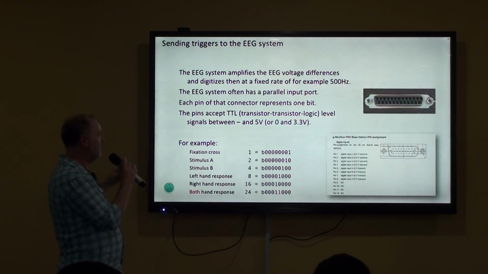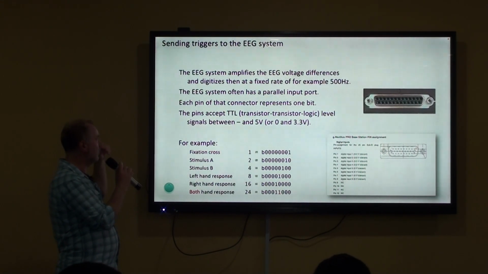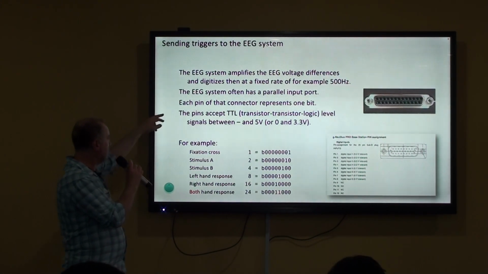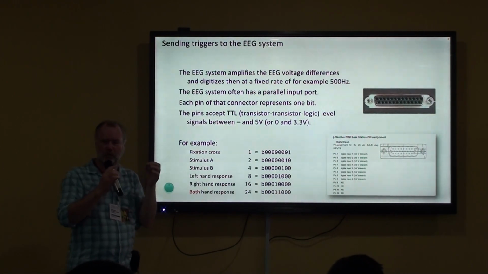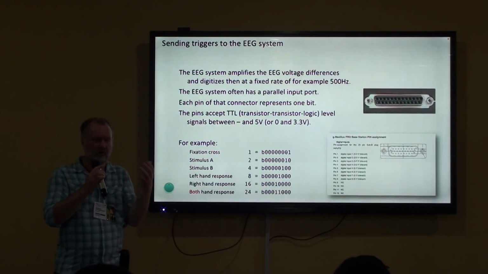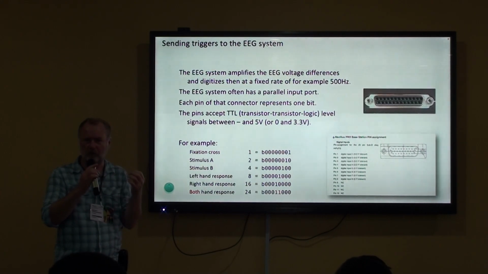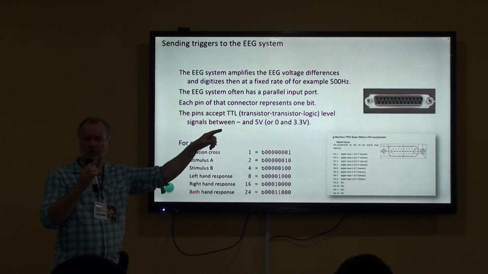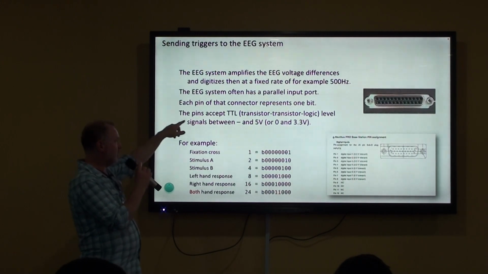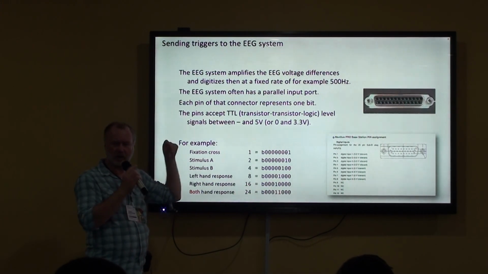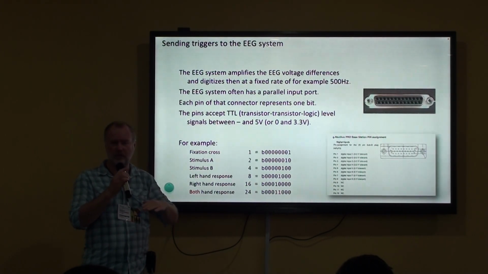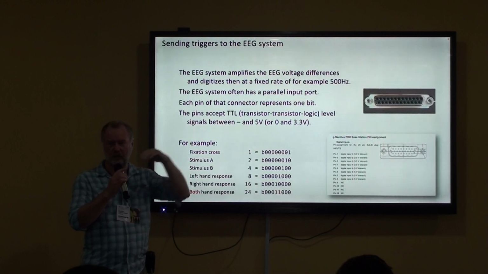So the EEG system amplifies the voltage differences and digitizes them at a fixed rate. And this parallel input port, that's what we use for triggers. Each pin of this connector represents 1 bit. In digital processing we have bits and bytes, and by using a sequence of bits we can form a byte. Each of the pins corresponds to a bit. The pins accept TTL, transistor-transistor logic, voltage levels, which we can put low or high: either the voltage is at 0 volts or at 5 volts.